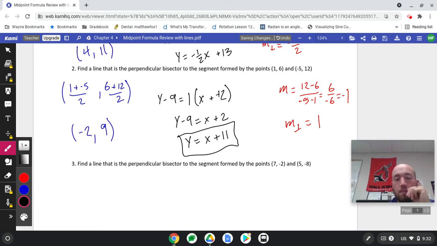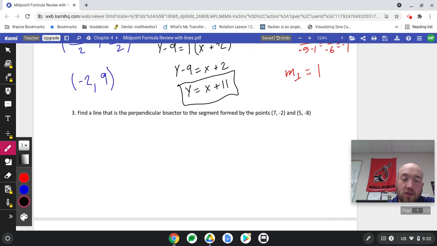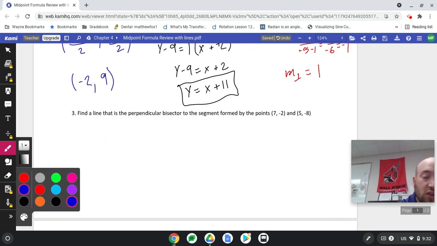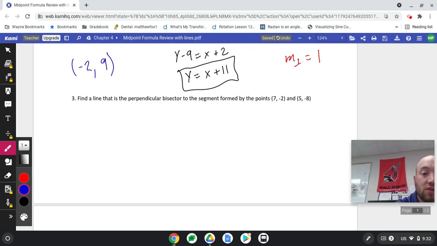And we're good. Okay, we'll do one more together here. So once again, find the slope and the midpoint. To do this, add our x's, 7 plus 5 divided by 2, and our y's, negative 2 plus negative 8 divided by 2. So that'll be 12 divided by 2, which is 6, and negative 10 divided by 2, which will be negative 5.